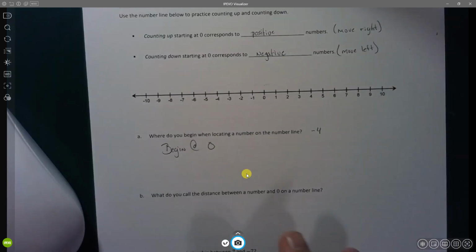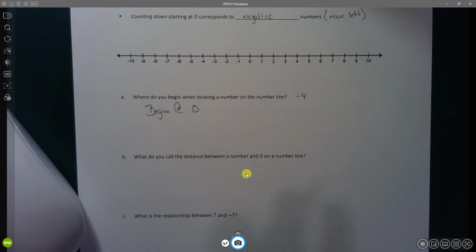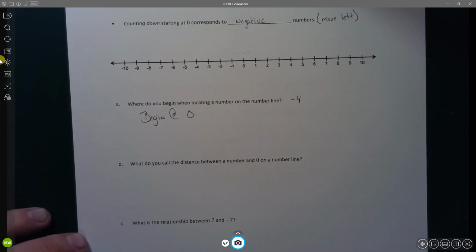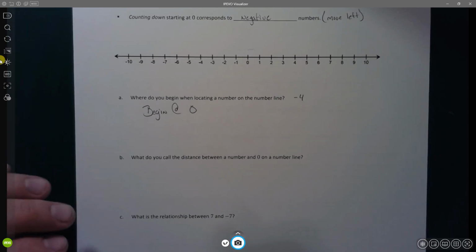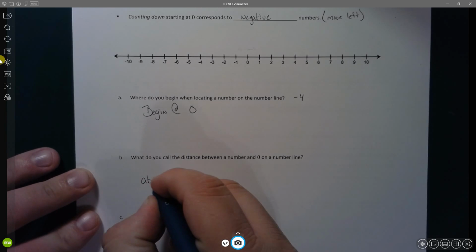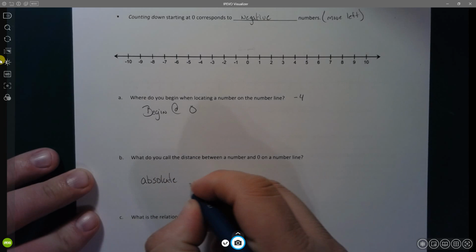Let's get back to where we were. What do you call the distance between a number and 0 on a number line? This is going to be a brand new phrase for you guys, and it's going to be very important. It's going to come in very handy in 8th grade math and Algebra 1. You call the distance between 0 and a number on a number line the absolute value.